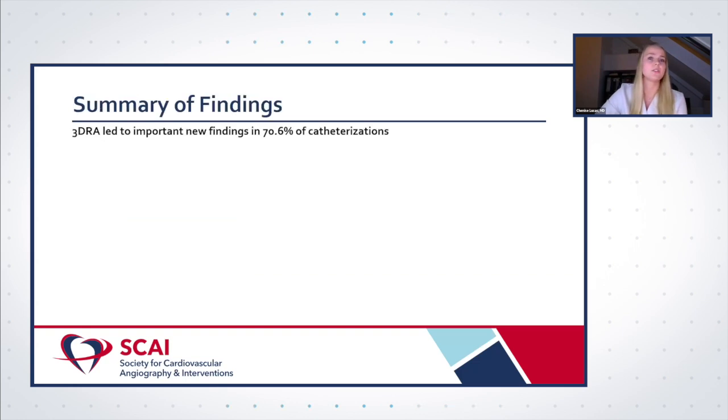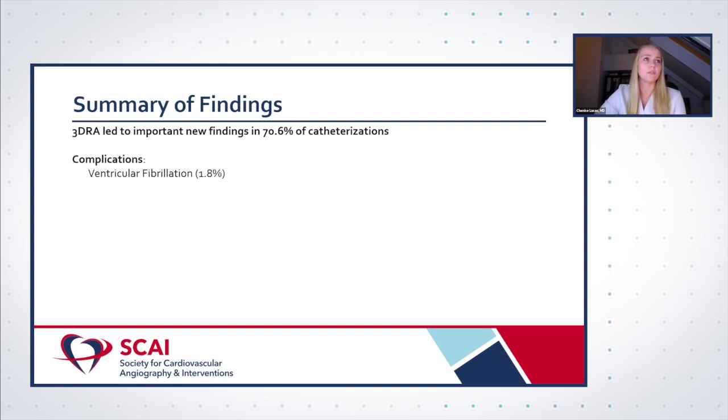The most important finding was that 3D-RA led to important new information in nearly 71% of all catheterizations. Typical new findings were unexpected vessel stenosis or identification of a native pulmonary artery system. These concern findings that were not visible using regular biplane angiography or echocardiography.